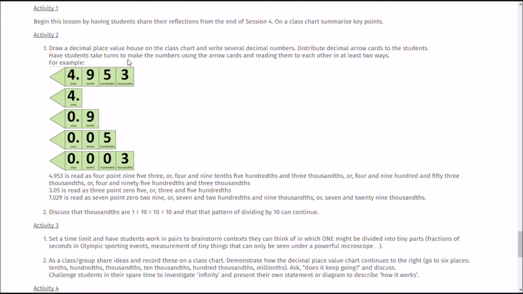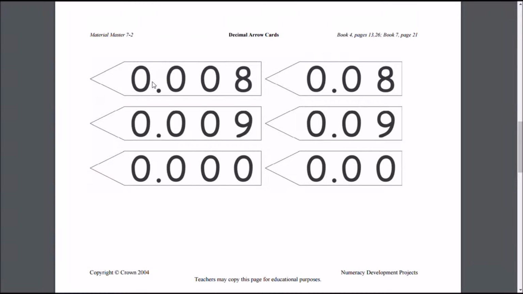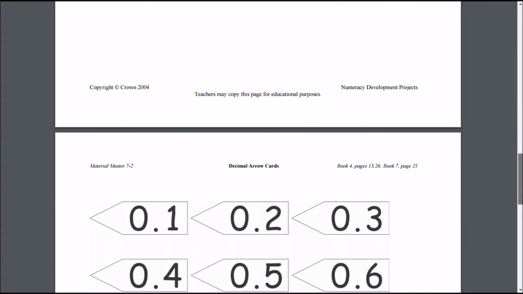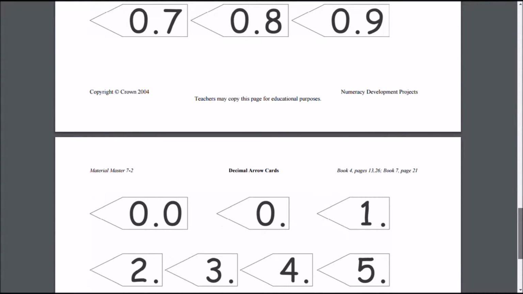So this begins with teaching students about the places using the place value house, and then each student is going to work in pairs to make numbers using the arrow cards, and then their partner will name those numbers and alternate. Arrow cards can be found here on the website, and you can print those out. So there's cards for thousandths, hundredths, and also for tenths and ones.